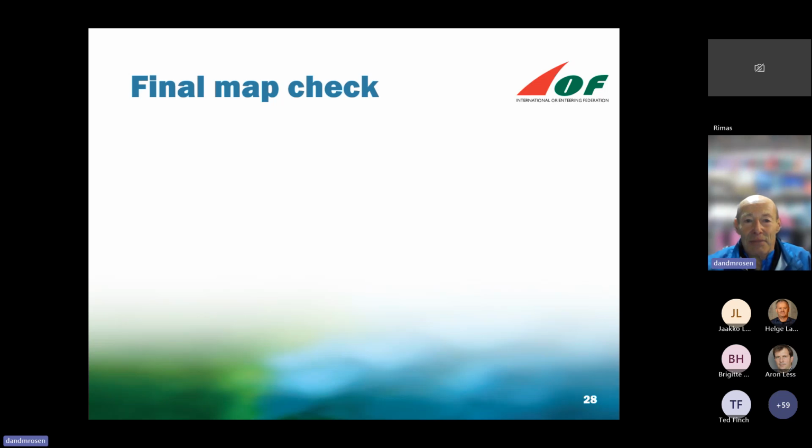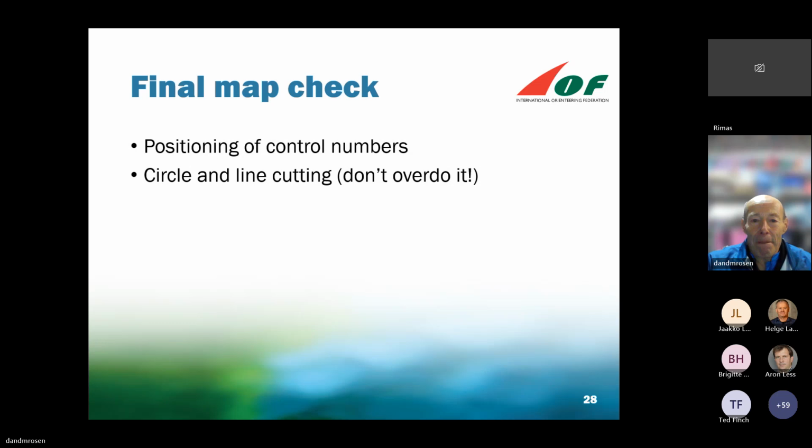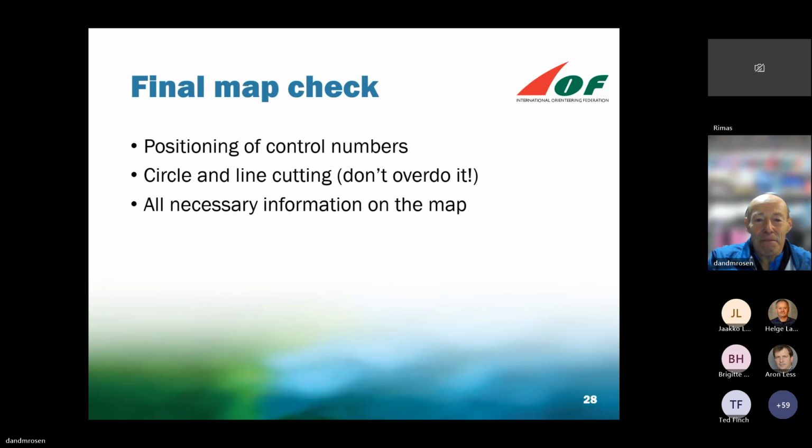What about the final map check? Before it goes to printers, check the positioning of control numbers and check that circles and lines are cut appropriately. But don't overdo it, because the circles and the lines have a good purpose for joining the controls and for showing where the controls are. And I've seen cases where people have been so keen to cut them that actually the circles have almost disappeared. Make sure that all the necessary information is on the map, the scale, the contour interval, the grid lines, and the IOF logo.